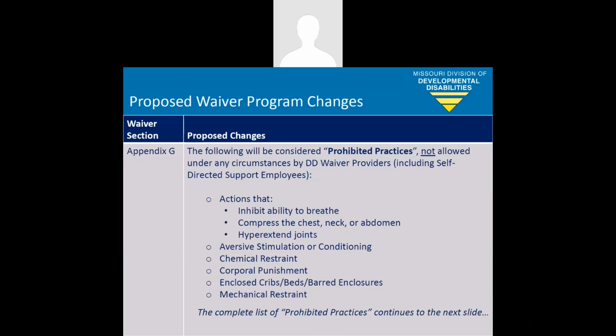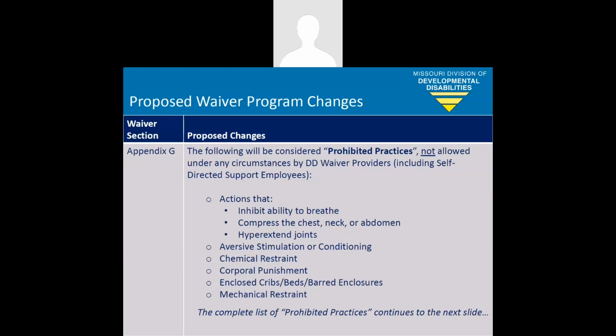The next on our list is corporal punishment, and this refers to the use of physical force to cause pain or discomfort in an effort to control an individual's behavior. On our list next are enclosed cribs, beds, and barred enclosures. It should be noted that the waiver will not provide reimbursement or purchases for enclosed cribs or barred enclosures. In addition, while you have the right to purchase these on your own, individuals providing waiver services cannot include interaction with the enclosed crib or barred enclosure, and as such would not be able to utilize this during billable time.